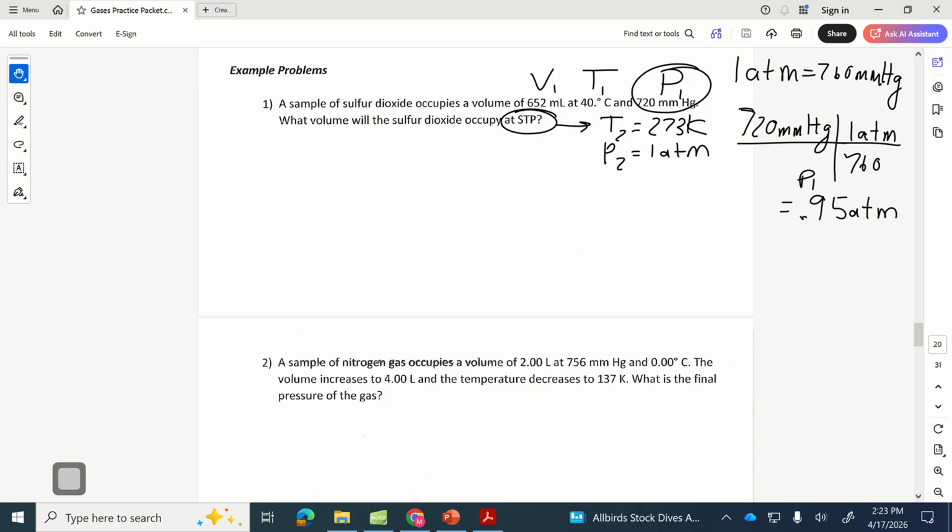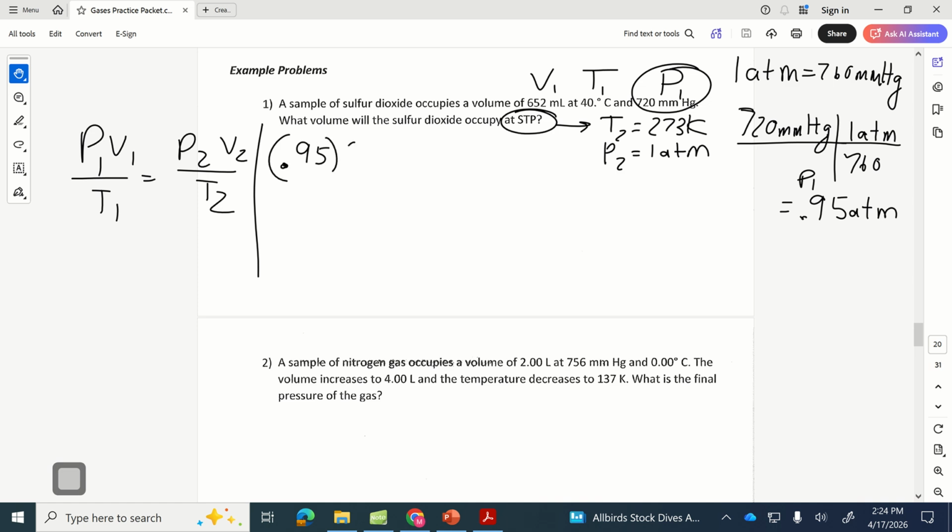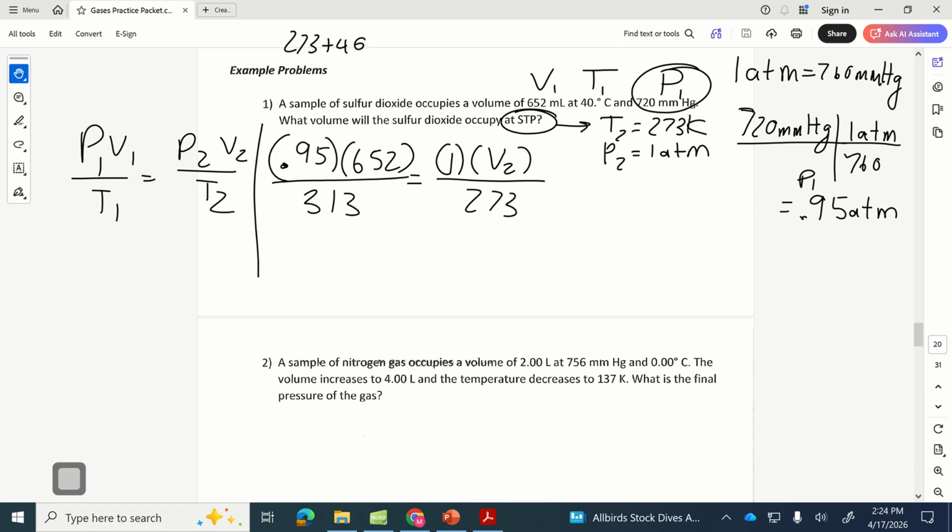So now I can go ahead and get this all in. I don't have to change the volume. I can leave volume as milliliters. It will just come out as milliliters at the end. So my formula is P1 V1 over T1 equals P2 V2 over T2. When I set this up, I have 0.95 times 652, that's the volume, over 273 plus 40, which is 313. And then that equals, on the other side, new pressure is 1. I'm trying to solve for the volume. And then this is over 273.